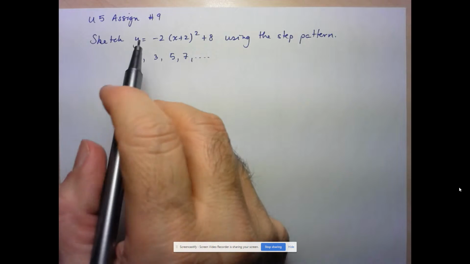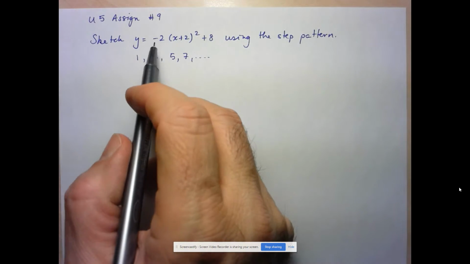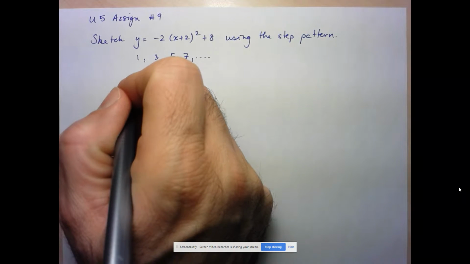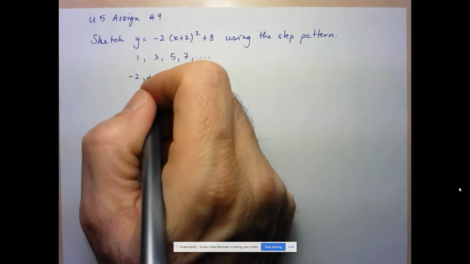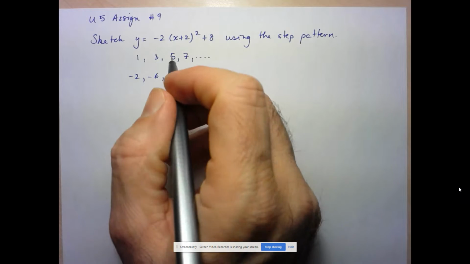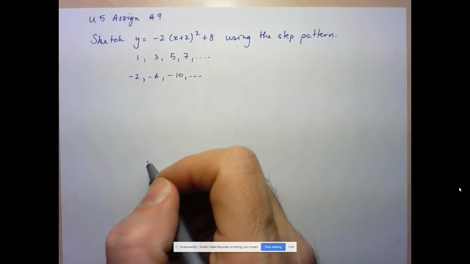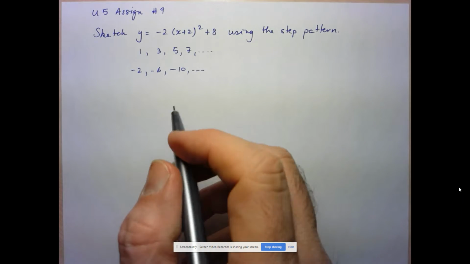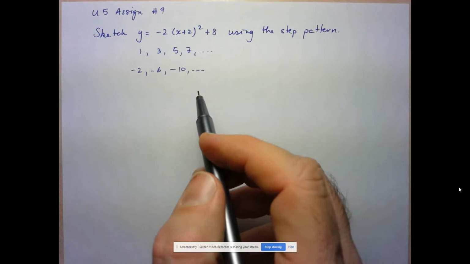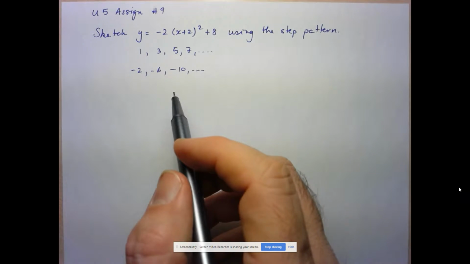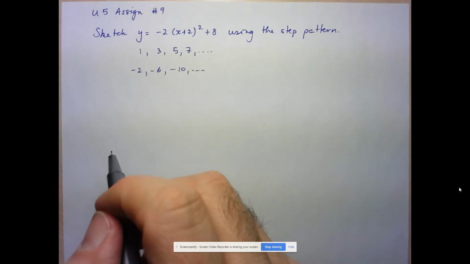The step pattern for this particular function is just going to be the a value times each of these numbers. So -2 times 1 is -2, -2 times 3 is -6, -2 times 5 is -10, and so on. Probably don't need to go any further. I can start directly on the graph, but in order to know what the scale should be, I'm going to write out a few points.